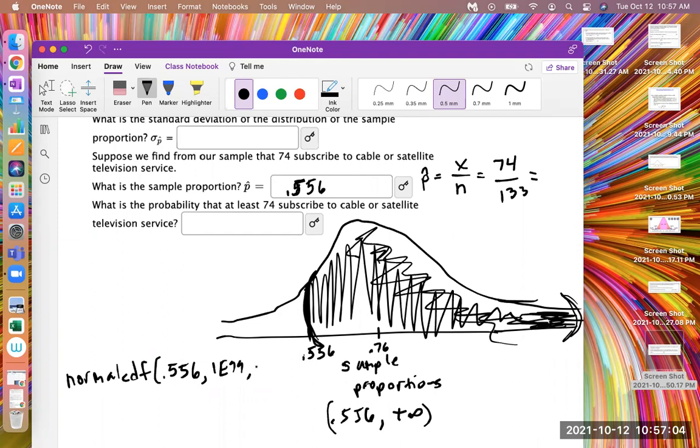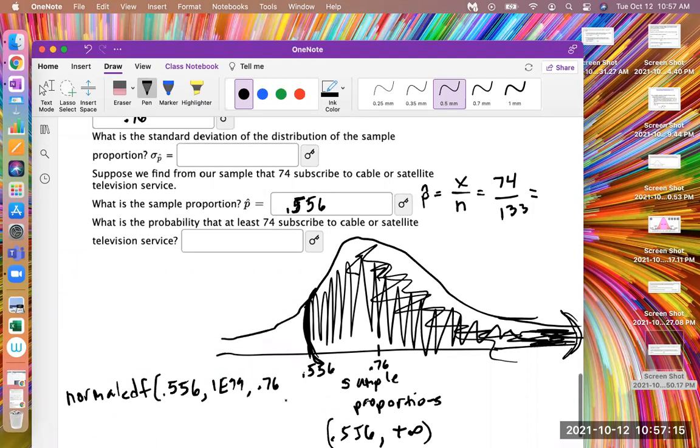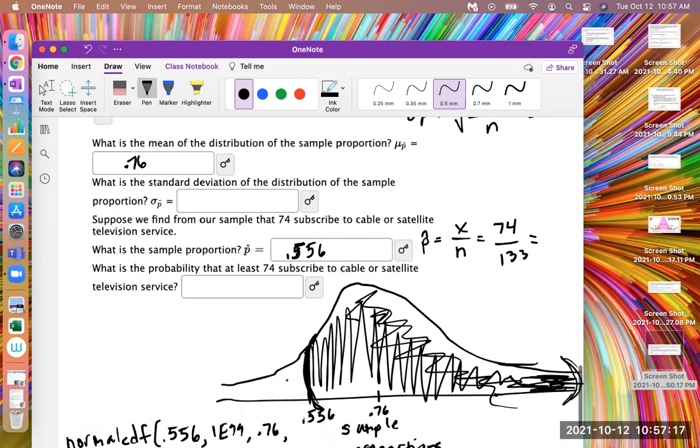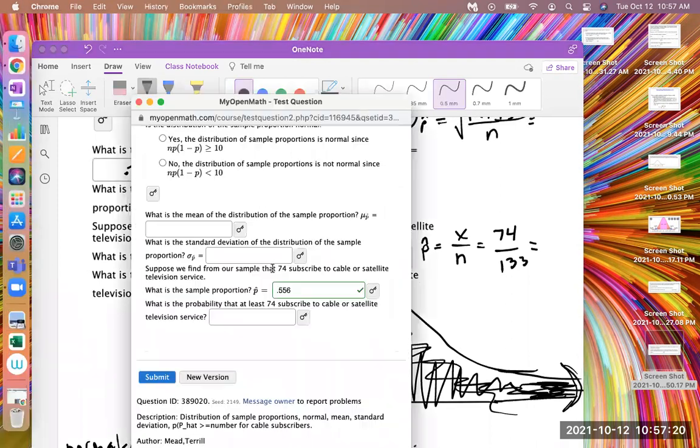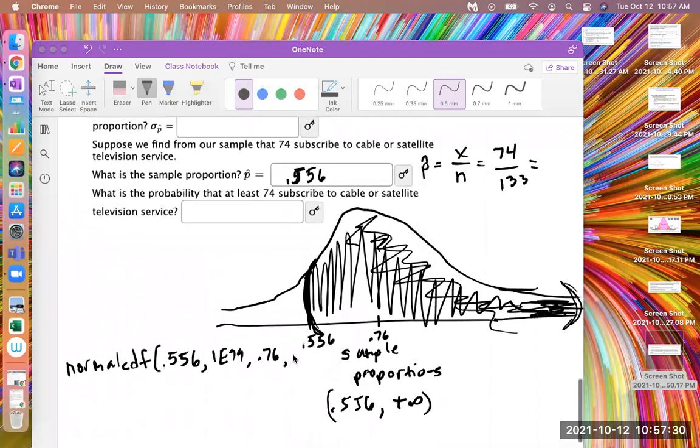Then I put in my mean, which is 0.76, since this is a distribution of sample proportions. And then the standard deviation is the number that we calculated up there. I would probably go with 0.037, which should be accurate enough for us. So that would be your input on your TI-84 calculator to do this problem.